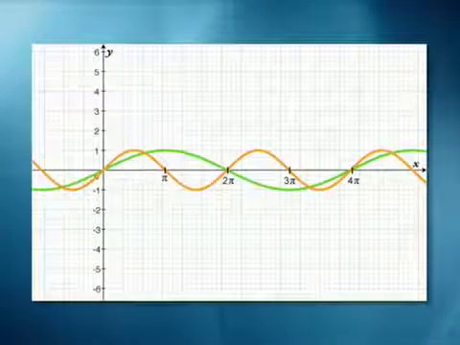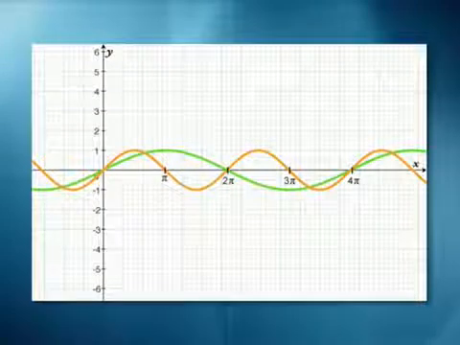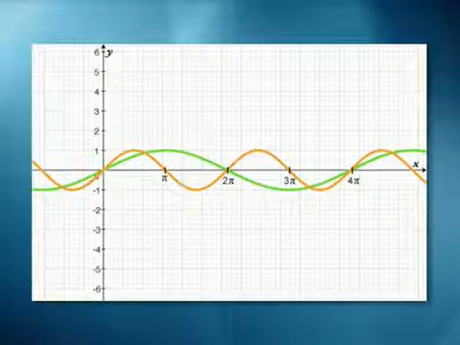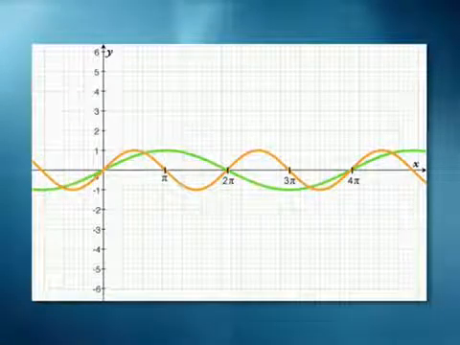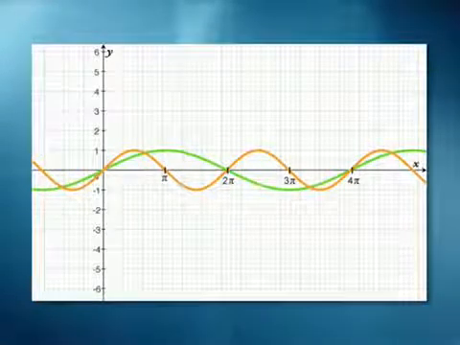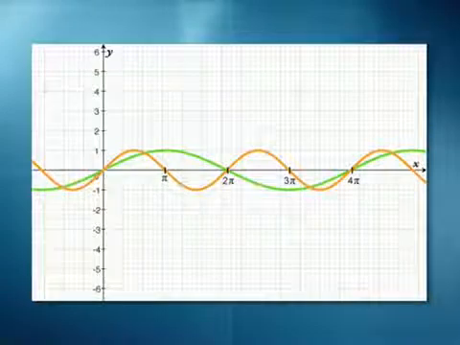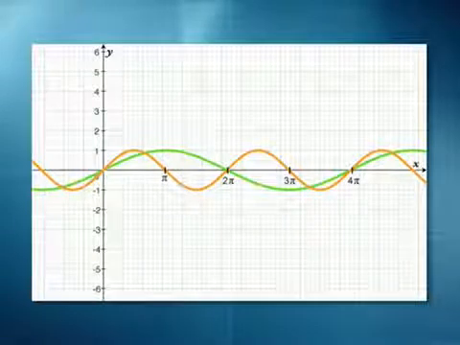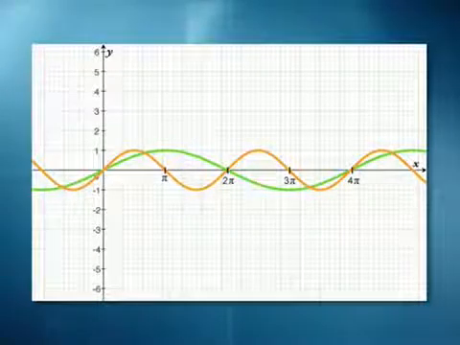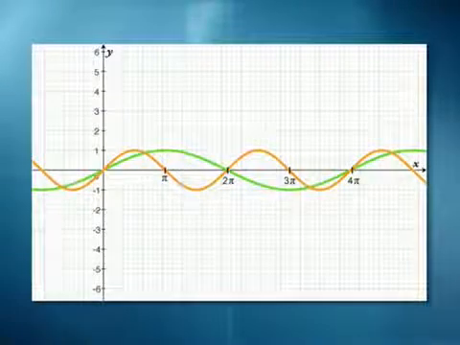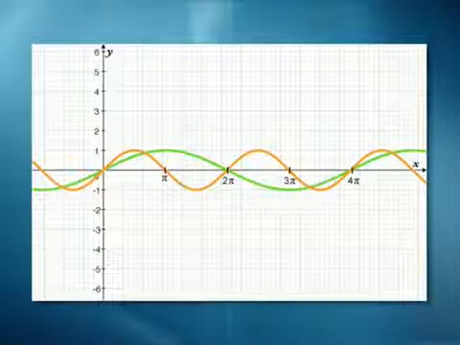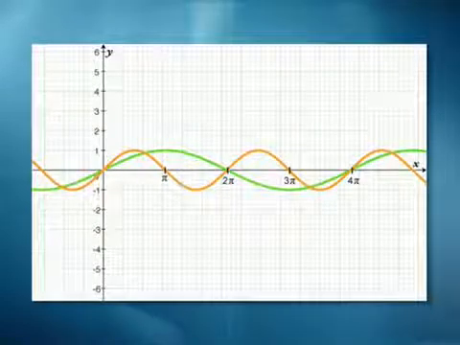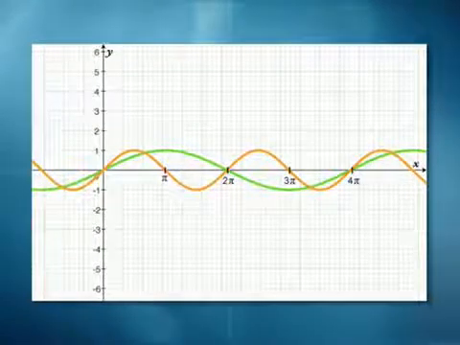Here's a picture of both sine x and sine x over 2. And you can see what happens. The yellow graph is sine x. It's our old friend. It starts at the origin, goes to pi, and then back to 2 pi, and then it starts repeating. The green graph is sort of stretched out. The period is now 4 pi. So it completes a full cycle in 4 pi rather than 2 pi. The period is 4 pi.